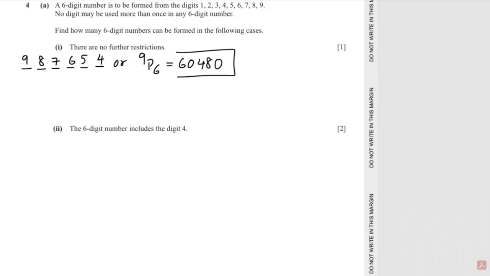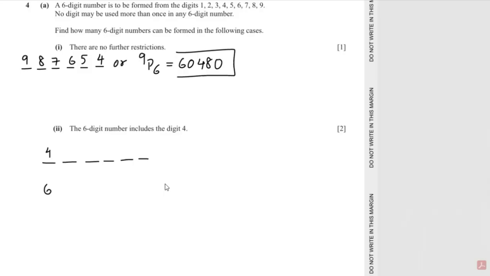Part 2. The 6-digit number includes the digit 4. So in these 6 places, there is a digit 4 somewhere. We are not sure which place this digit 4 has taken. So there are 6 possibilities for the digit 4 to be included in this 6-digit number. Whenever the question has restrictions, first you need to settle the restrictions and then you apply the counting principle.